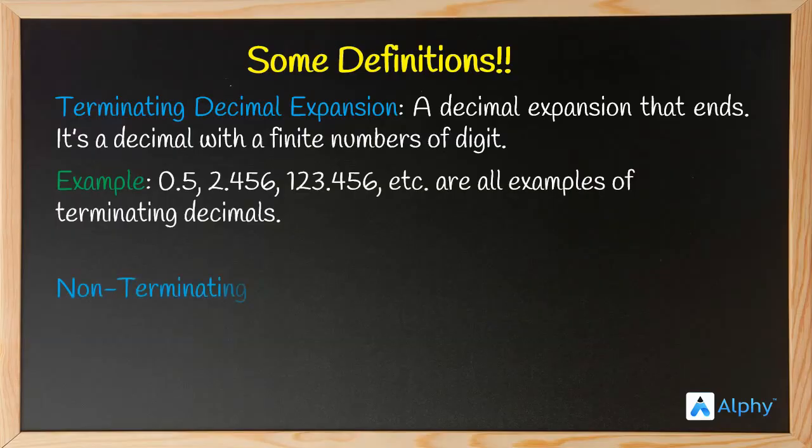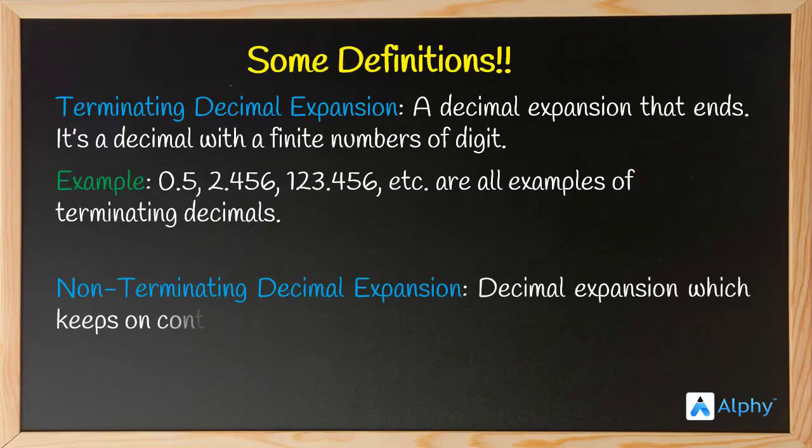Moving on, non-terminating decimal expansion: a decimal expansion which keeps on continuing after the decimal point. So basically when the decimal expansion keeps on going even after the decimal point and it doesn't stop at a fixed number of digits, that is called non-terminating. So let's take a look at some examples.